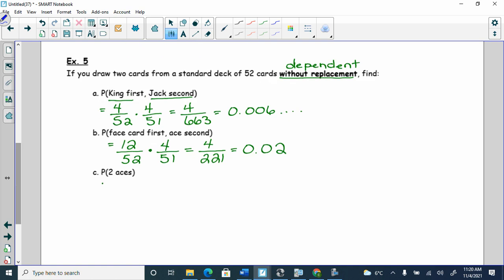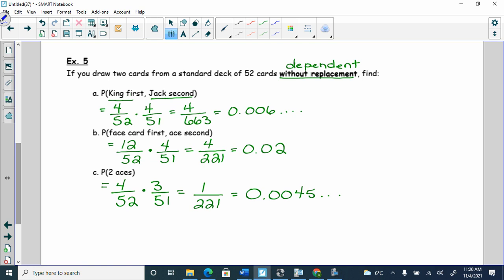Two aces. How many aces are there? 4 out of 52. Now I'm holding an ace. So now how many do I have left? 3 out of 51, which gets me what? 1 over 221, which is about 0.45 percent. Okay.